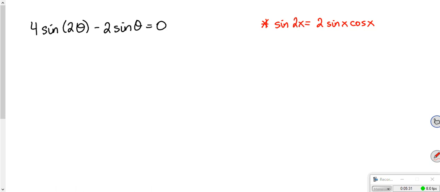So I'm actually going to substitute that in. I cannot solve an equation where one of the trig terms is in terms of 2 theta and one of them is in terms of a single theta. Got to have them the same. So I am substituting in here 2 sine theta cosine theta.